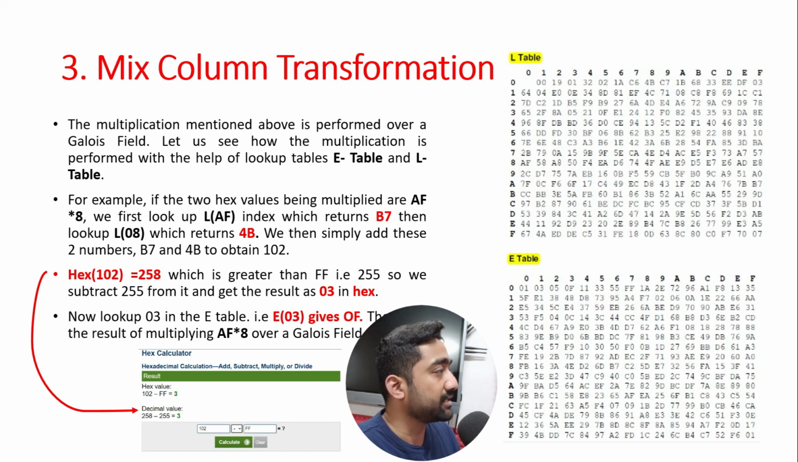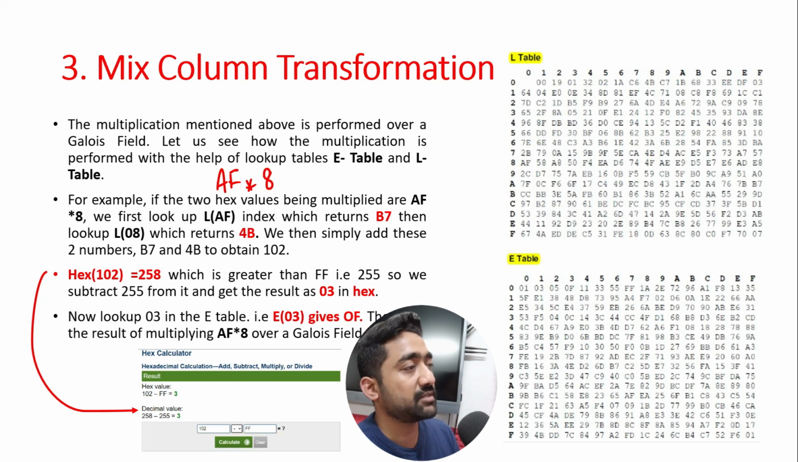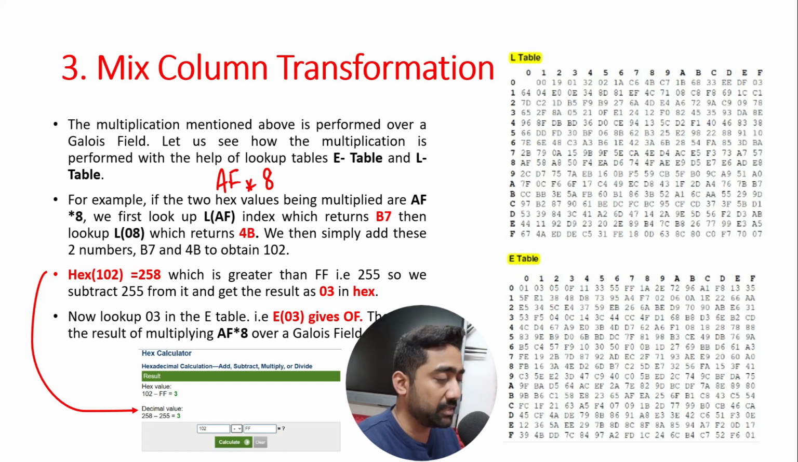Suppose I have taken an example. Suppose I want to multiply AF and 8 over the Galois field 2 raised to 8, right? So what we need to do is consider these values AF and 8, and compare them with respect to a table that we call an L table. So these are standard tables. You can simply Google search and you will find the values of these tables. These values are not going to change. These are standard tables, right? So what we do is AF into 8.